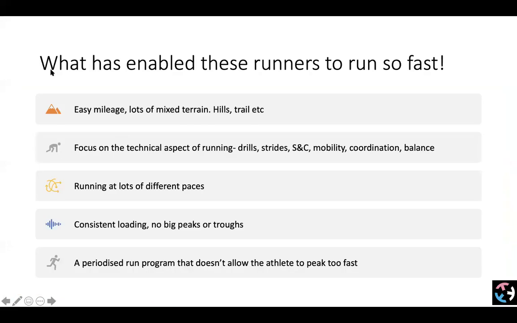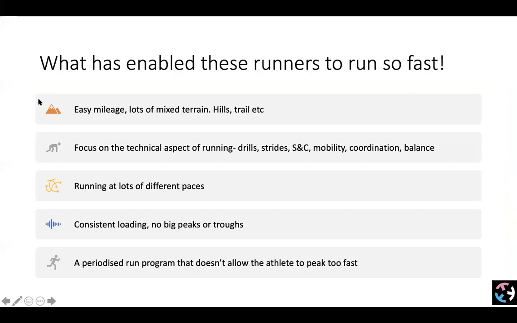Okay, so what has enabled these runners to run so fast? Now, I say that there are a couple of things that they can improve on, but generally they're pretty fast runners, well under 15 minutes, and there are only a few minor tweaks that would get them to run even faster.